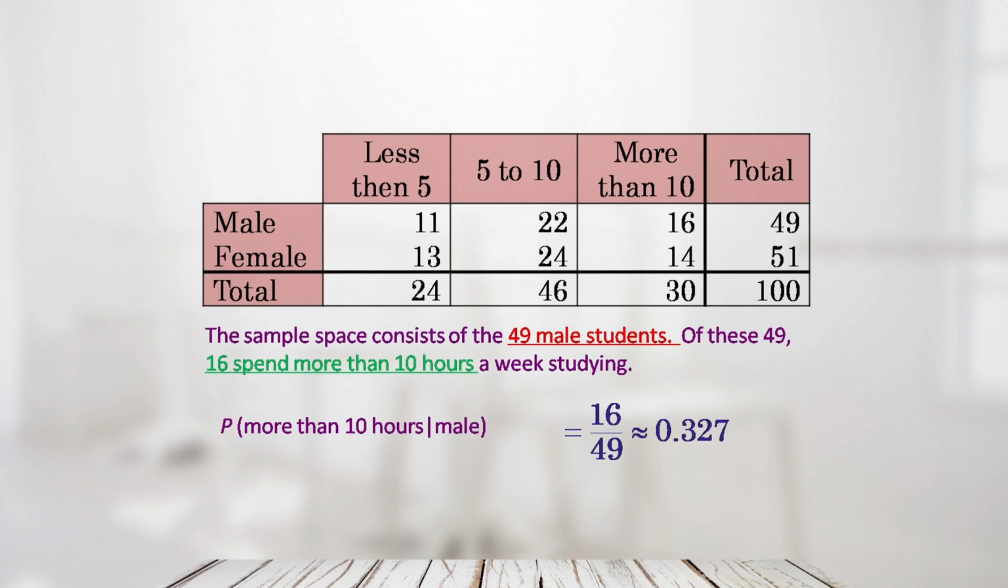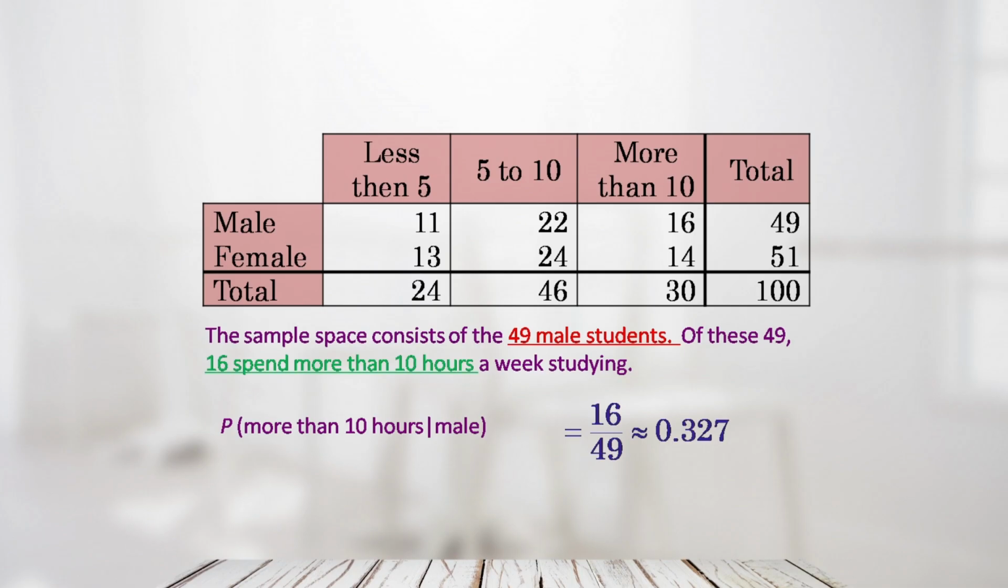The sample space consists of 49 male students. Of these 49, 16 spend more than 10 hours a week studying. So the probability that a student spends more than 10 hours studying given that the student is male is 16 divided by 49, which comes to 0.327. This is called conditional probability, where we have put the condition that more than 10 hours is considered and male is considered. There are two conditions, and that is the reason it is called conditional probability.